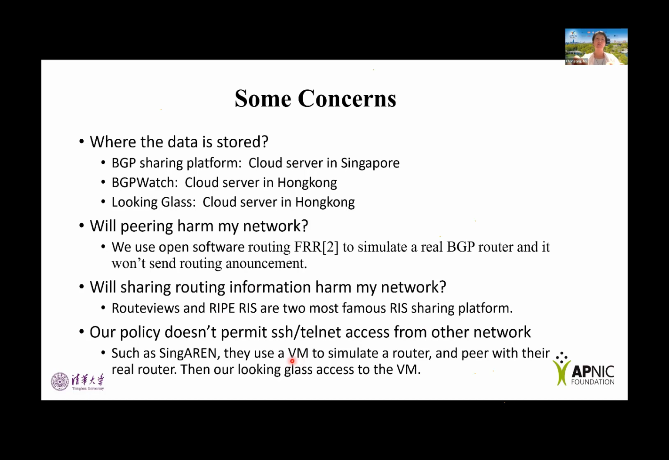The fourth question is, our policy doesn't permit SSH or Telnet access from other networks. We have dealt with similar problems, such as SingAREN. The solution is that we use a VM to simulate a router and peer with their real router, then our looking glass accesses the virtual machine.